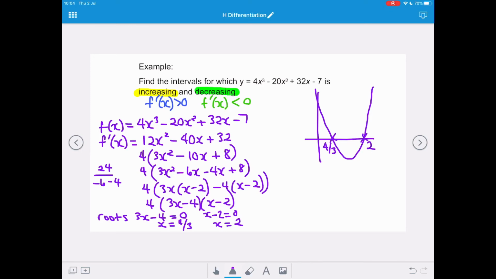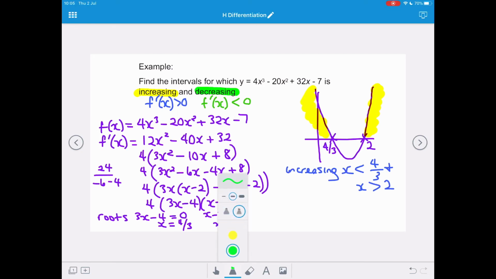And so we can then go back to our conditions for an increasing function. We know that an increasing function is when f'(x) is greater than 0, so it's above the x-axis. So for this function to be increasing, we need x to be less than 4/3, and we need x to be greater than 2. Now for decreasing, the derivative is less than 0, so it's below the x-axis. And so you can see for a decreasing function, our x value is going to be greater than 4/3, but less than 2.